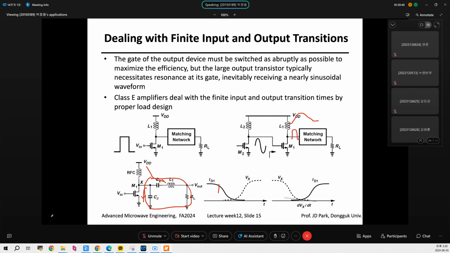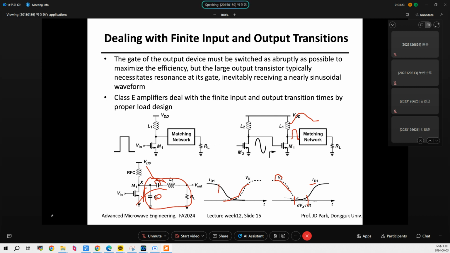So since it is charging C1 and C2, Vx starts going up. Make sense? All right. So this ID1 has to be small enough when it is charging Vx. In the same way, when this is discharging, Vx is getting small, then I1 has to be getting higher after a certain amount of time.